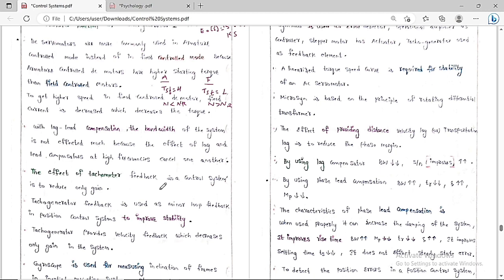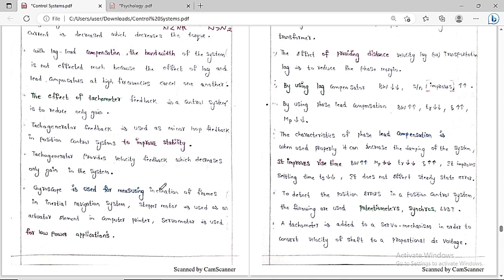The next point is gyroscope. Gyroscope is basically used for measuring the inclination of frames in the inertial navigation system. Whereas a stepper motor is used as the actuator element in the case of the computer printer. Whereas a servo motor is used for low power applications.